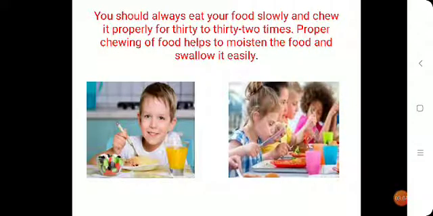Now children, tell me, most of the time your parents or grandparents tell you to eat slowly and chew your food properly. Yes, they are right. You should always eat your food slowly and chew it properly at least 30 to 32 times. Proper chewing helps to moisten the food and swallow it easily. In your mouth, the salivary glands produce saliva to moisten your food.